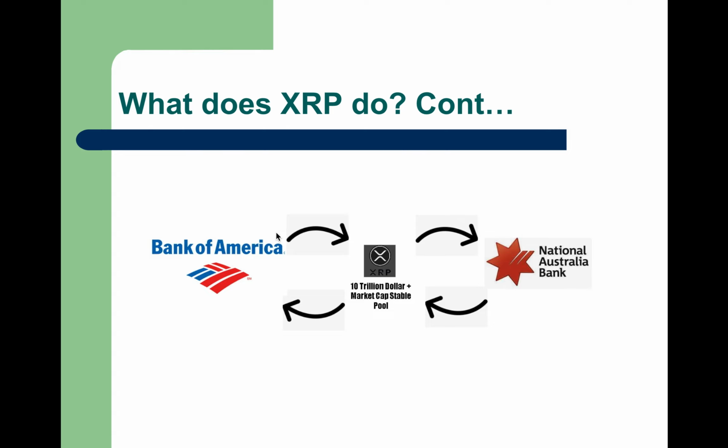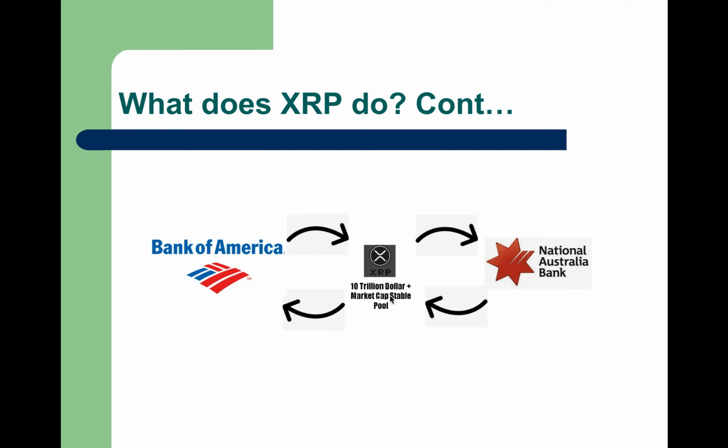Oh no, I said that wrong. We sell this for XRP, right? Then we sell the XRP for Australian dollars. That's what I meant to say. Sorry about that, guys. And then, let's say we want to go from Australian dollars to US dollars, we sell these Australian dollars for XRP, which is a stable pool.